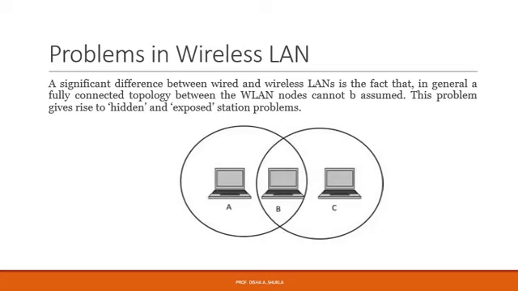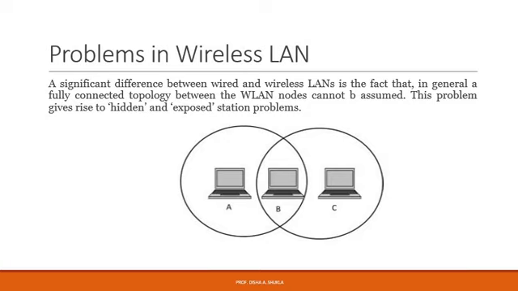In this session, we are going to discuss the problems that are faced in a wireless LAN. A significant difference between a wired and a wireless LAN is the fact that, in general, a fully connected topology between the wireless LAN nodes cannot be assumed. This gives rise to two different problems: the hidden and exposed station problem. First, we'll discuss the hidden terminal, or hidden station, problem.